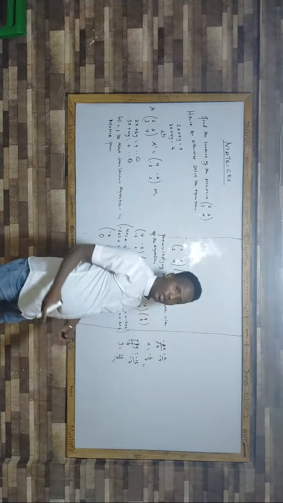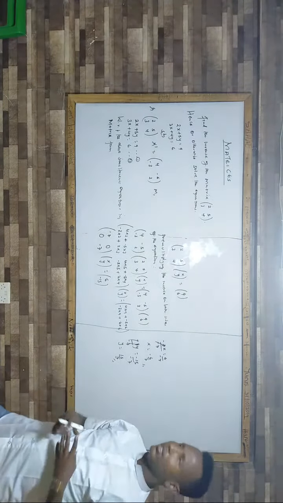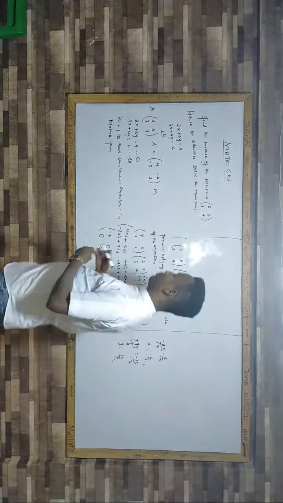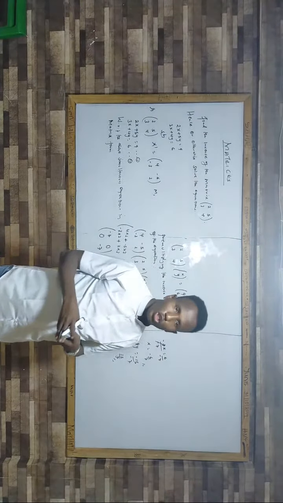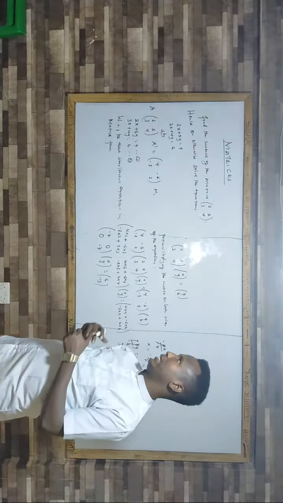So this is how you're going to get such kind of questions in KCSE. It's a matter of getting the inverse and then multiplying the inverse, both sides of the equation, after forming a matrix equation from the simultaneous linear equation given.